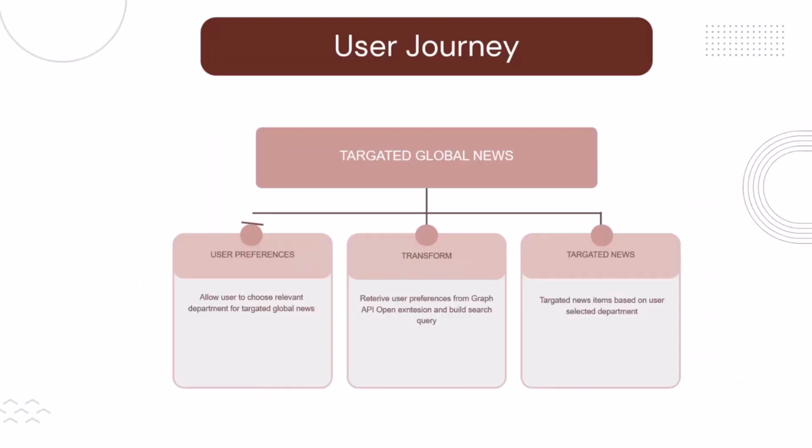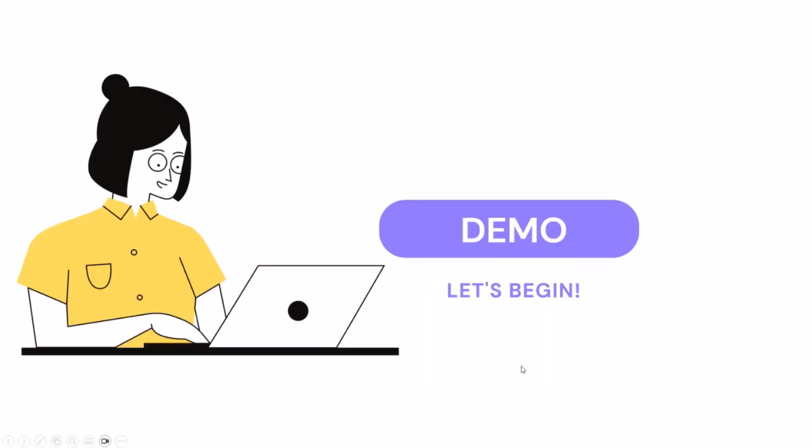Next, the user journey, before we get to the demo. You allow the user to select their preferences, and once the user has selected them, it's a one-off. You don't have to do it again and again because it's saved in the Graph open extension. Then when you go to get the targeted news, you grab those preferences and use them as part of your search queries. So let's do the demo.